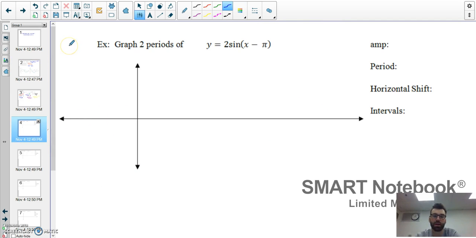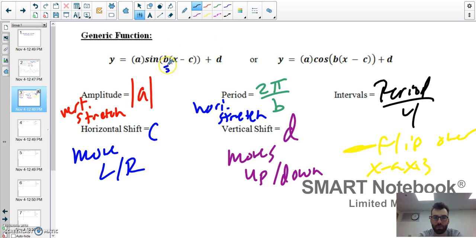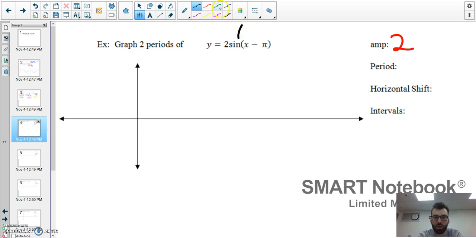We're going to graph 2 periods of this function: y equals 2 times the sine of (x minus pi). My amplitude is the absolute value of 2, which is 2. To find my period, I do 2 pi over b. This is not technically factored form, since there's no b there, so technically I can take a 1 out of there. Sometimes this is helpful just so you can see what we're dividing by. So our period is 2 pi over 1, which is just 2 pi.